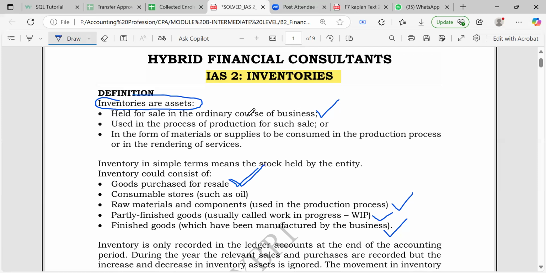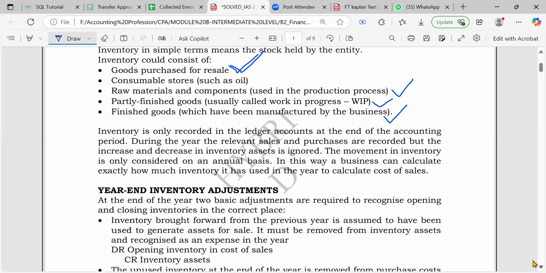So we define every term, but they are also used in the process of production for such sales. They are in the form of materials or supplies to be consumed in the production process. So we speak of finished goods, work in progress, and raw materials. You can see all these definitions just try to cover all forms of inventory. So it's just direct.